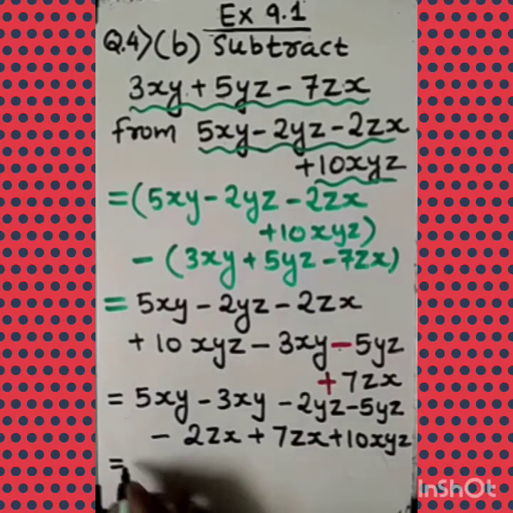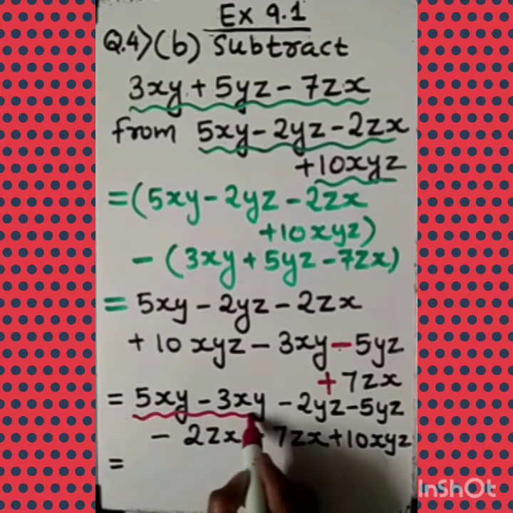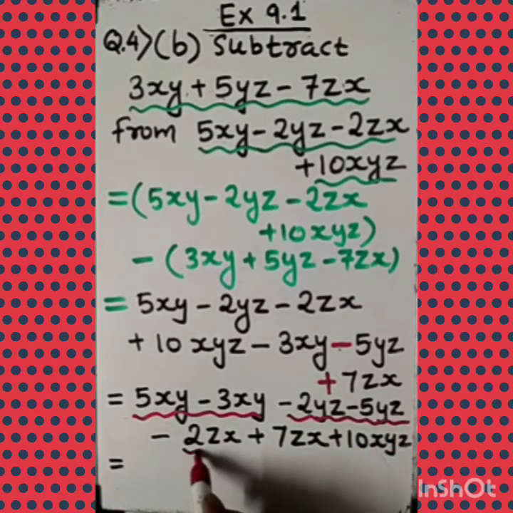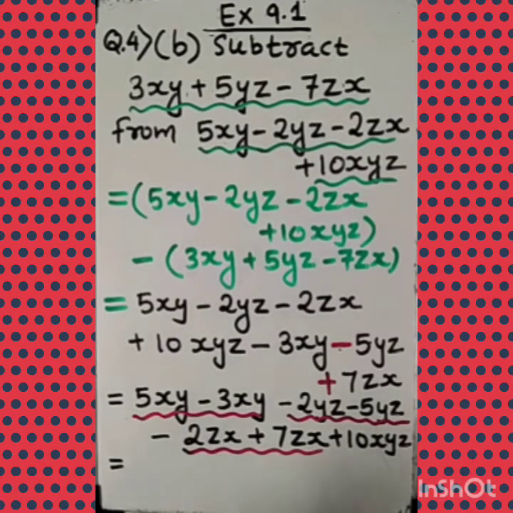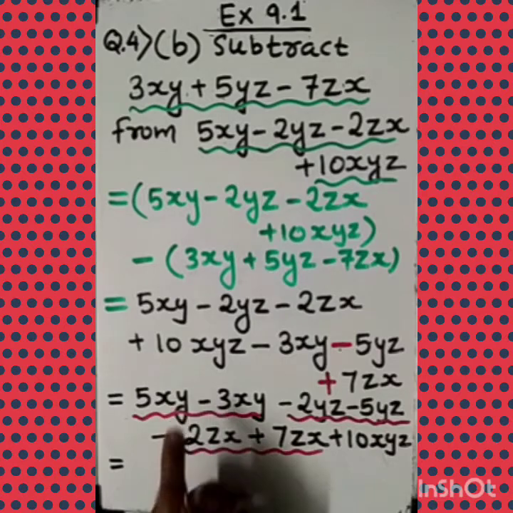Now let's work out on this simplification part. We know that these two terms are like, so I need to work out on this. These two terms are like, these two are like. Sometimes you will find zx in place of xz. That is also the same thing. Zx or xz, same thing. Xy or yx, same thing, like that.